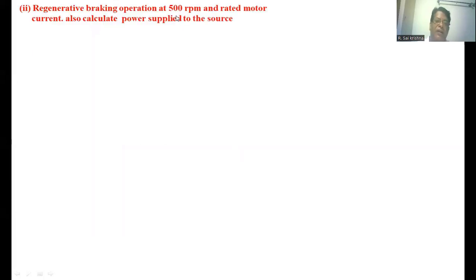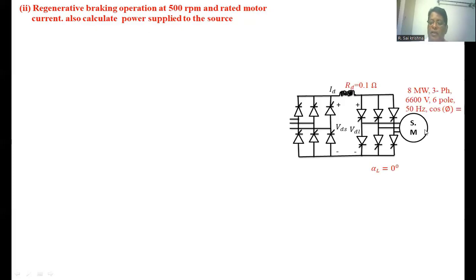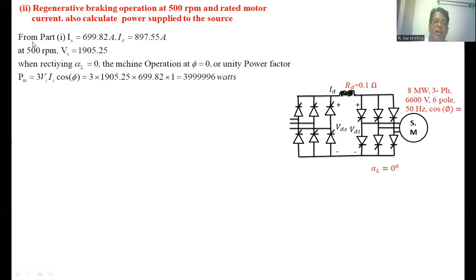Next, regenerative braking operation at 500 rpm at the rated motor current; also calculate the power supplied to the source. When the synchronous motor is operating in regenerative braking, alpha L becomes 0, but the current taken by the motor is the rated current, and the speed is 500 rpm. Already we have calculated the source current, 699.82 amperes, and the DC link current, 897.55 amperes. We have taken the same values. At 500 rpm, we calculated the voltage to apply here.